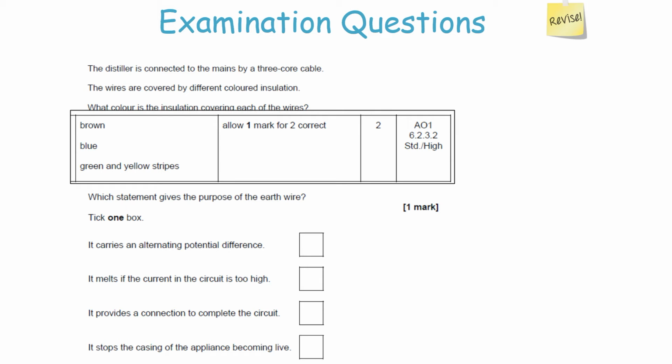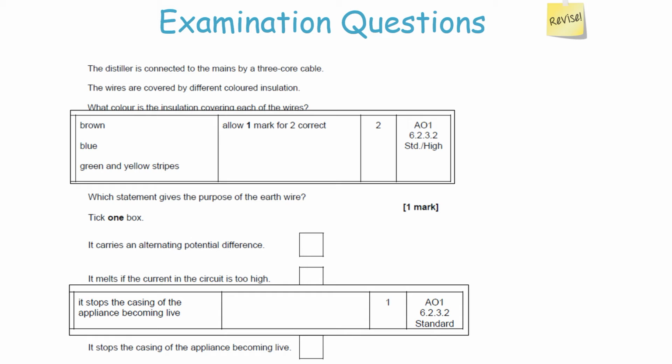Now what is the purpose of the earth wire? Once again, you've got to know the use and purpose of each of the wires in the plug. So the live wire will provide the potential difference and make the circuit be live. You've then got your neutral wire to complete the circuit, and so it provides a connection to complete that circuit. And then finally the earth wire stops the casing of the appliance becoming live. Now remember, in this context, becoming live means it can give you an electrical shock.